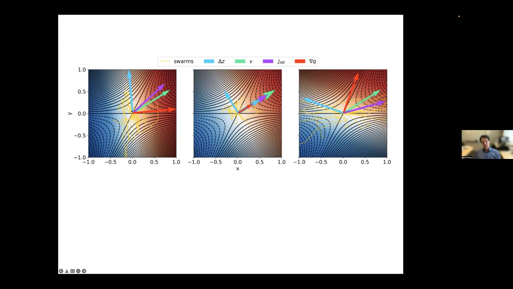There are different vectors across the path. So these are the three cases. This is where delta is 10, this is delta 1, and this is delta 0.1. And you have different vectors at the saddle point.